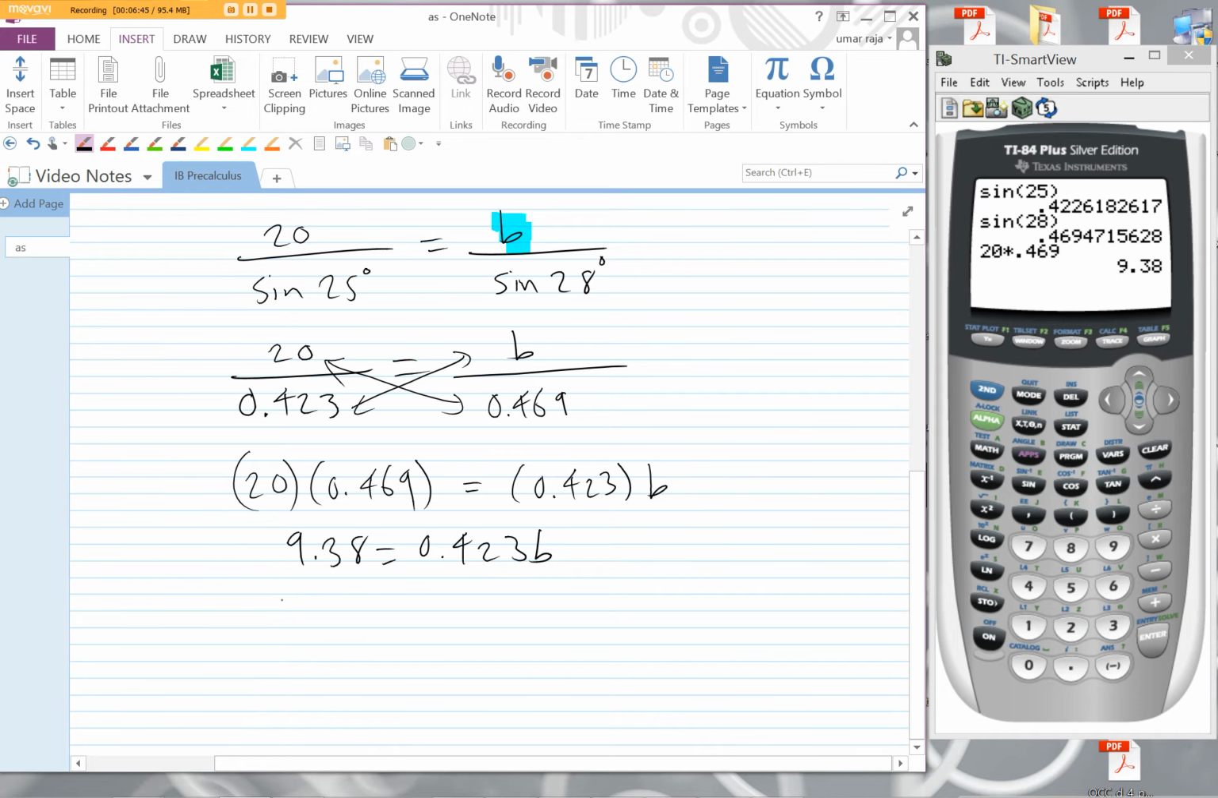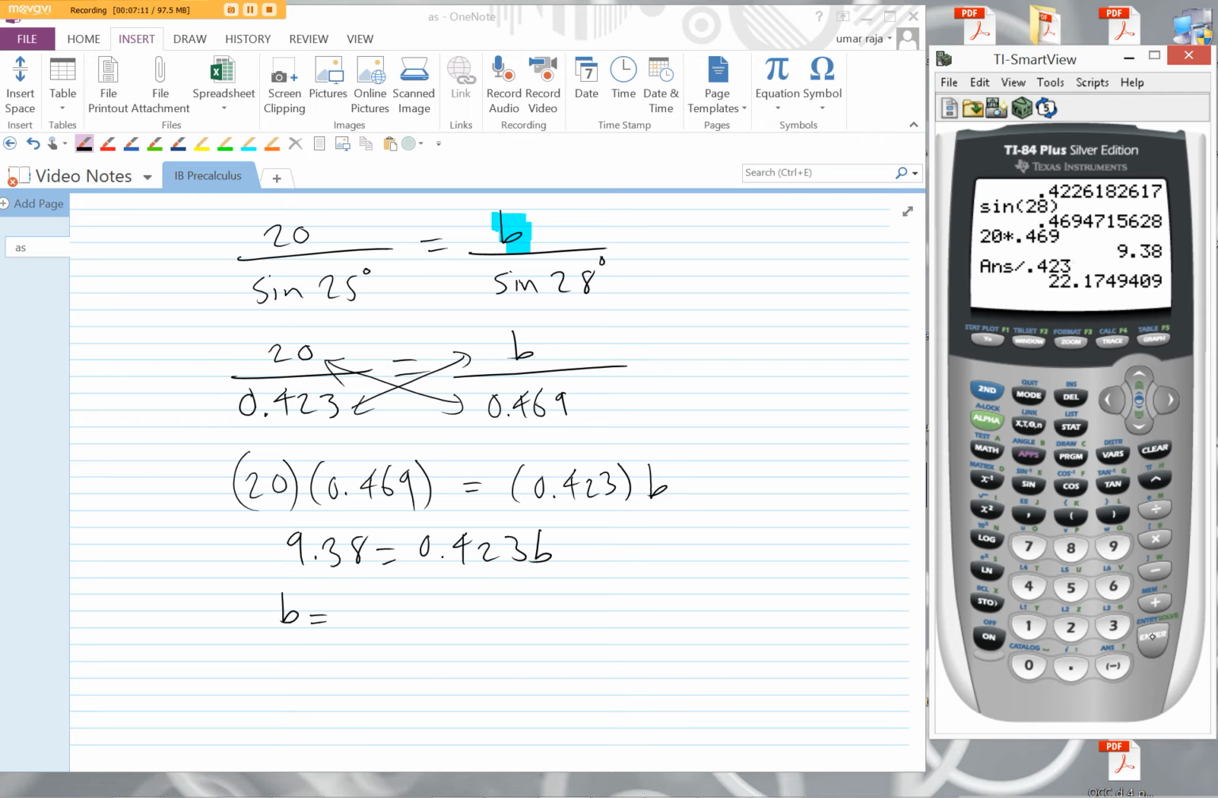Now to get the b by itself, you still need to divide 9.38 by the 0.423. Now, if you notice in the calculator, I didn't have to retype the 9.38 because that was the last answer on the screen of the calculator. So I can just hit the division key and the calculator knows that the ANS represents whatever the last answer is. It's just a quick way of putting that in. Then 0.423, put that in, press the enter key, and that's going to give you 22.175. Again, if you want to round that to 3 decimal places, and since the units were given in meters, we're going to make sure that we put that.